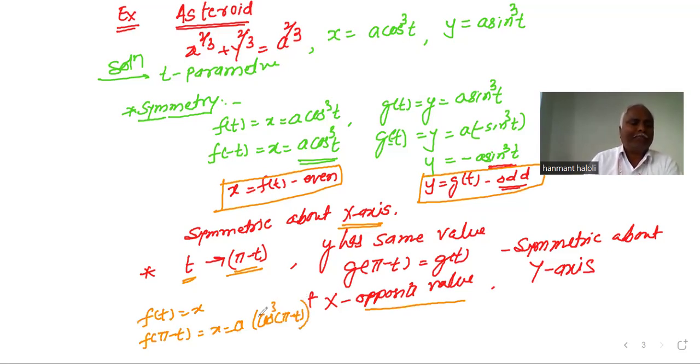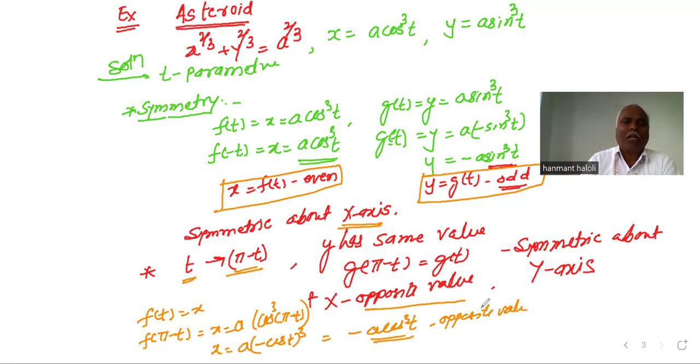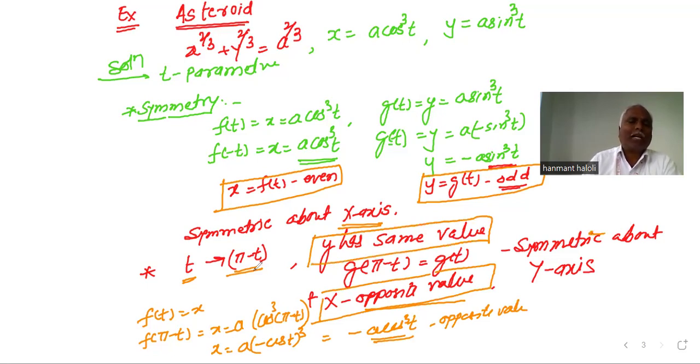Cos of pi minus t is in which quadrant? Pi minus t is in the second quadrant. Sine is positive, cos is negative. Therefore, x equals a into minus cos t, bracket raised to 3, becomes minus a cos cube t. This is the opposite value. So x gets the opposite value of the function, and in y we get no change. Therefore, symmetry about the y-axis.